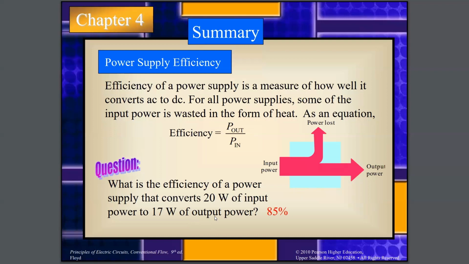Power supply efficiency. Again, we have the term efficiency come back up. Efficiency of a power supply is the measure of how well it converts AC to DC. For all power supplies, some input power is wasted in the form of heat. So here we have an efficiency example, but we are using a DC power supply as that example. So what does a DC power supply do?